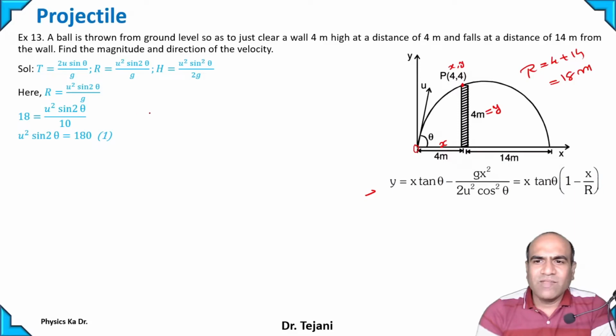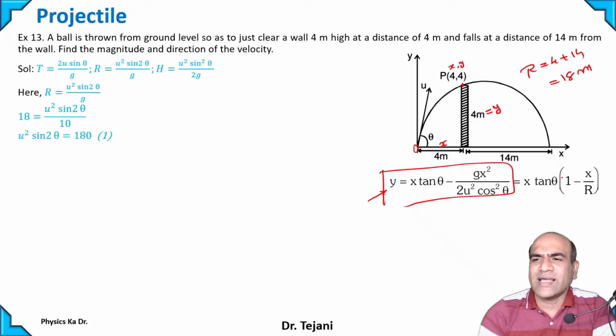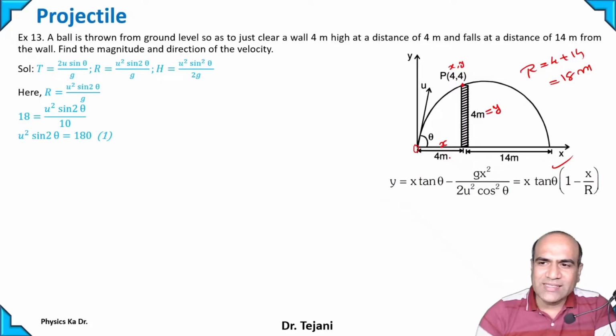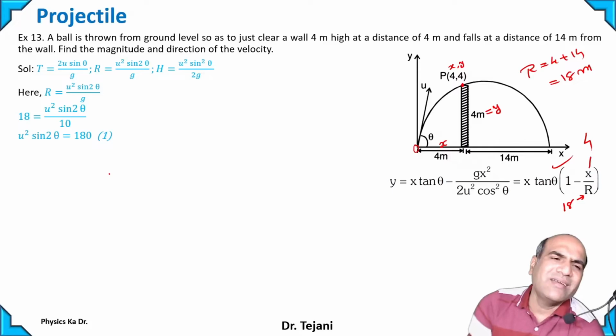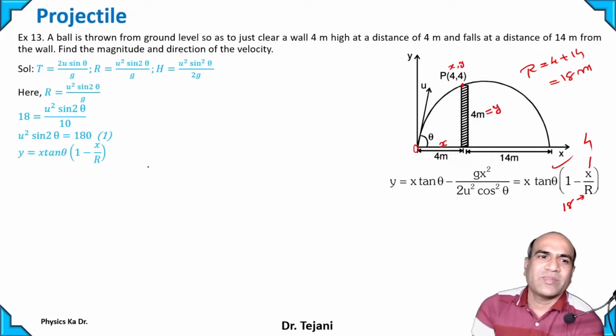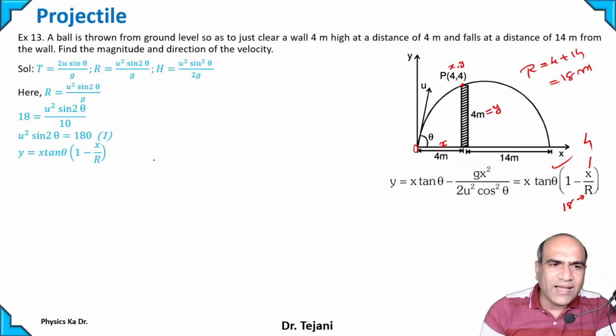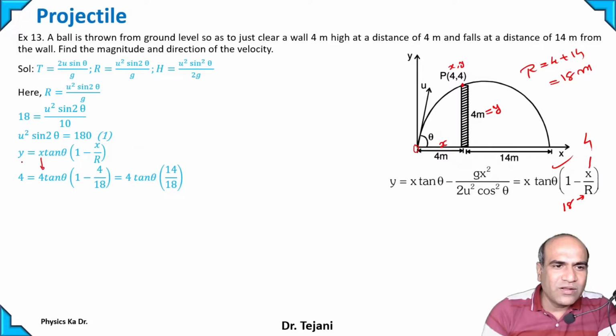Then what next? Yeah, we have the equation of trajectory. Either you use the first portion or the second portion. Which one looks easier? I think the second looks very easy because it just requires the x value. We have x value 4, and total range 18. Tan theta you can derive from the other part also. So y is equal to x tan theta times 1 minus x by R. X is 4, y is 4, tan theta times 1 minus 4 by 18.